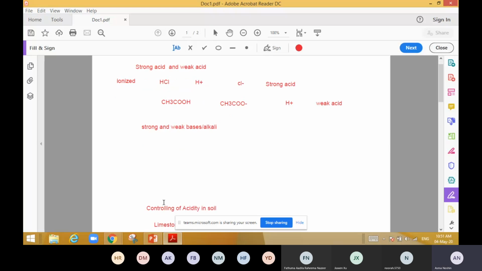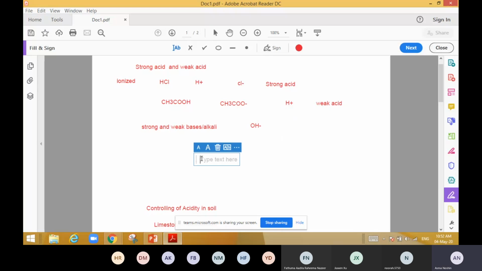Now, coming to the bases. Remember, whenever hydroxide ions, OH minus ions, are present in any compound, they are bases. Okay, remember this thing. Whenever OH minus ions are present in any compound, that compound is considered a base.